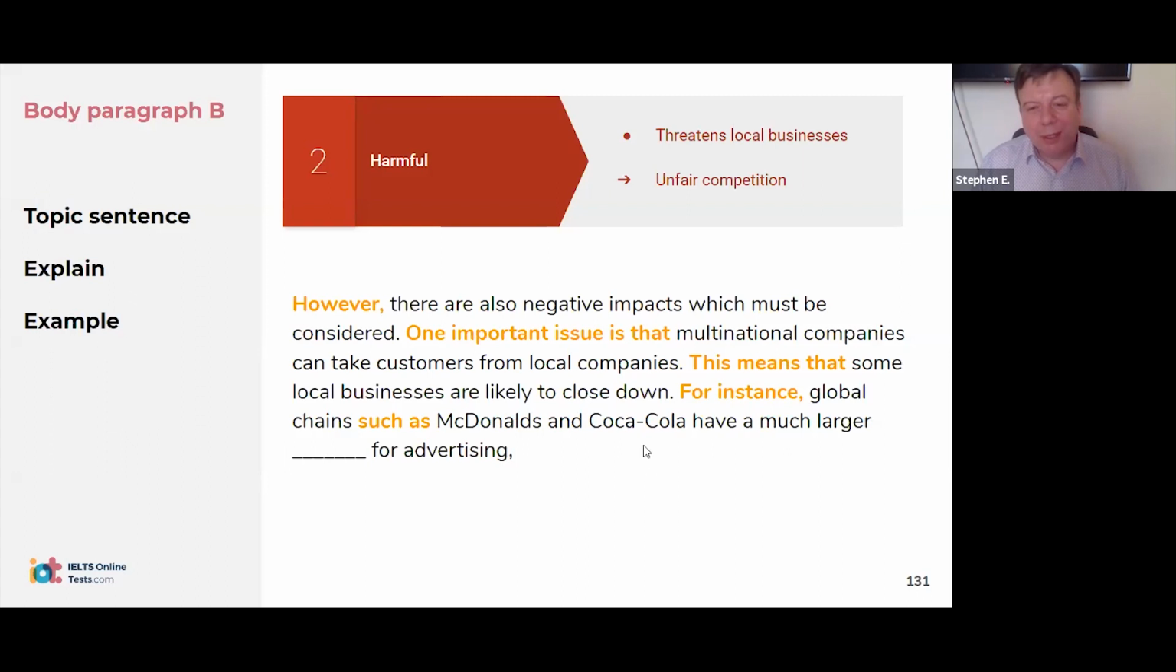So what are we going to put in the gap there? What for advertising? Mustafa, yeah, good. Neo, good. Good, good, good. Gaia, yeah. So budget.